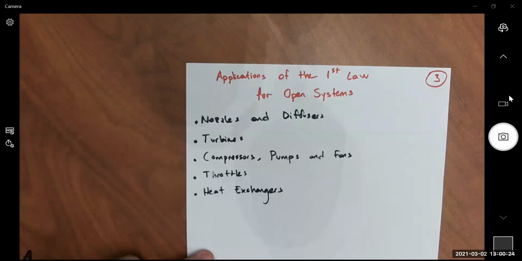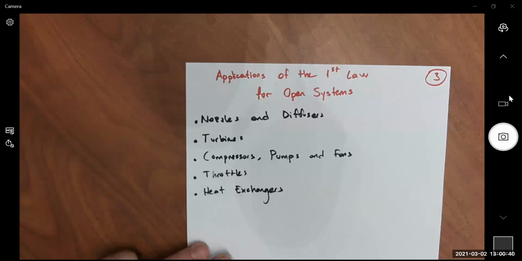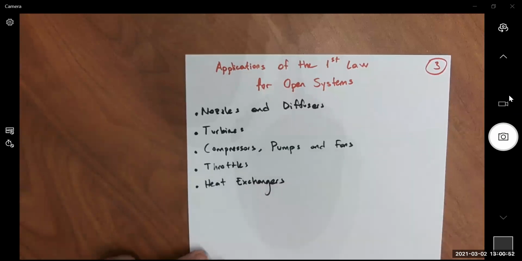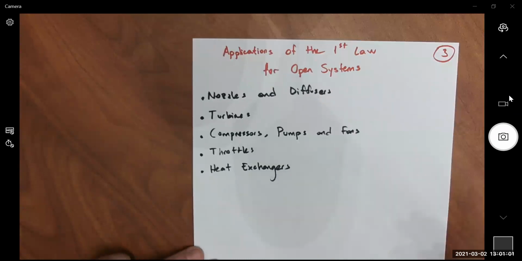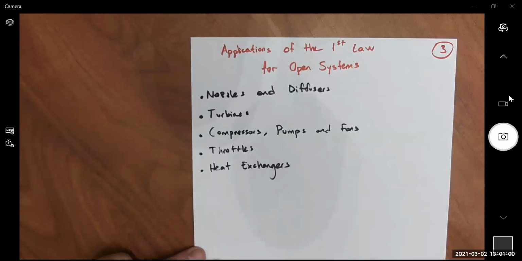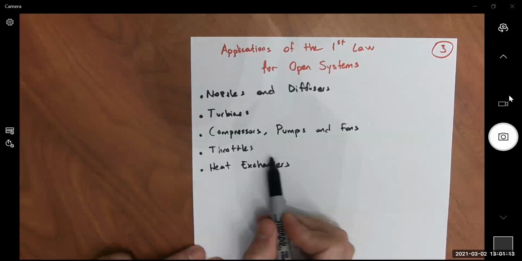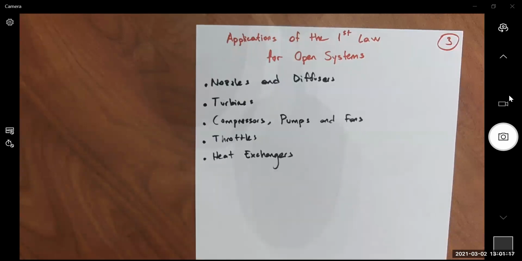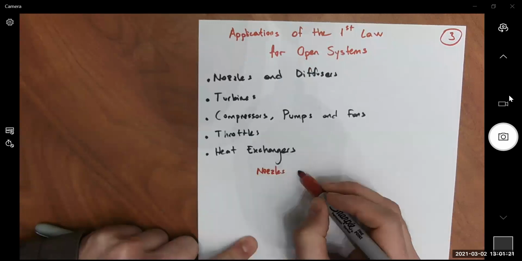Okay. Nozzles and diffusers are pressure increasing or decreasing devices. Turbines are work producing devices. Compressors, pumps, and fans are work consuming devices. So work will be negative on those devices, or work will be positive on turbines, to produce work. And throttles are pressure exchangers, or pressure valves. We will talk about them in detail. And heat exchangers are of a different class. We cannot go into details, but we will only look at them from a thermodynamic point of view. It's a completely different class, heat exchangers. Okay? Nozzles and diffusers.